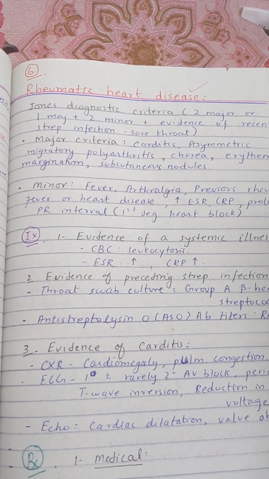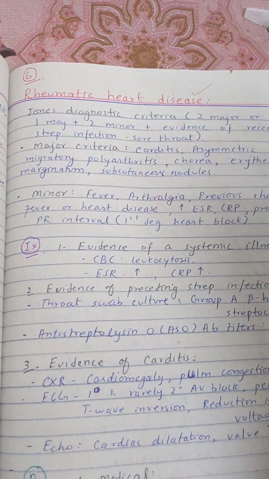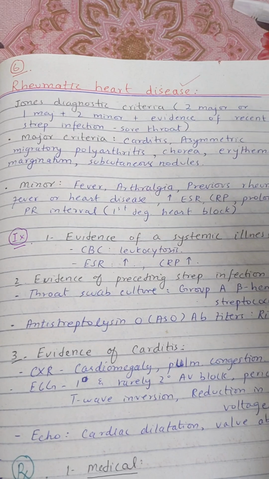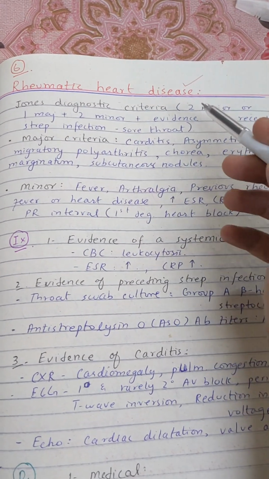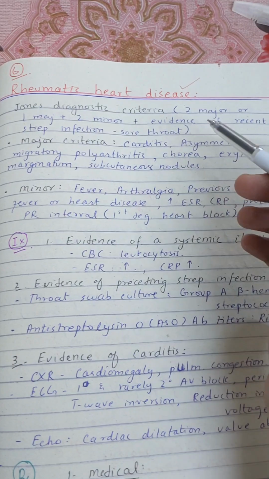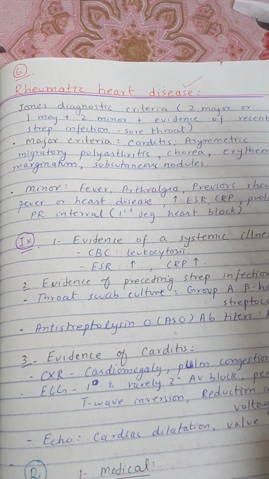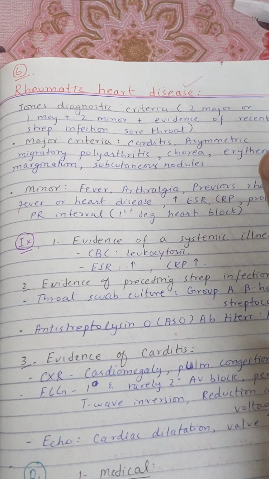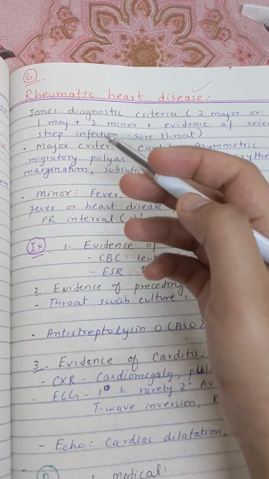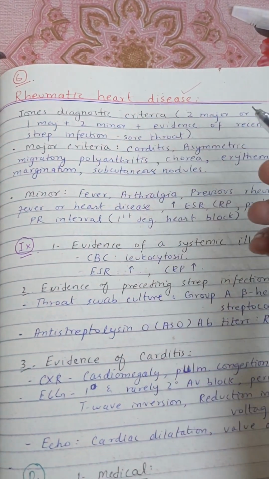defining rheumatic heart disease, and this is called the Jones diagnostic criteria. And in order to label a patient as having rheumatic heart disease, this criteria should fulfill at least two major or one major and two minor, along with having an evidence of recent streptococcal infection in the form of sore throat. So you should have at least two major criteria of Jones, or one major and two minor criteria, along with having an evidence of recent streptococcal infection.